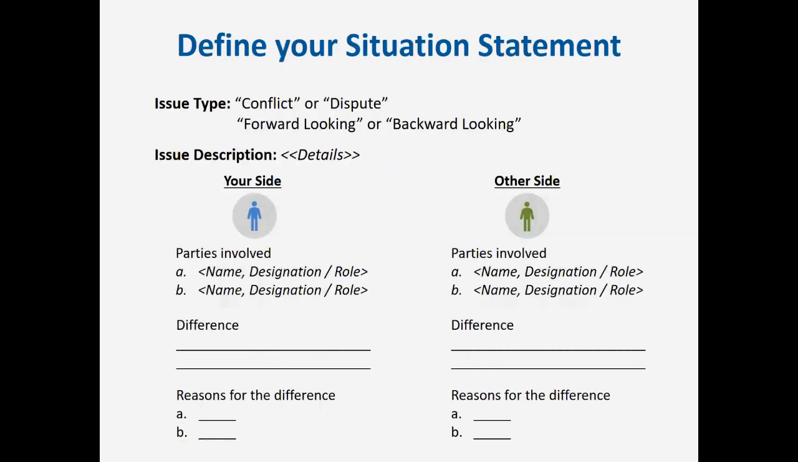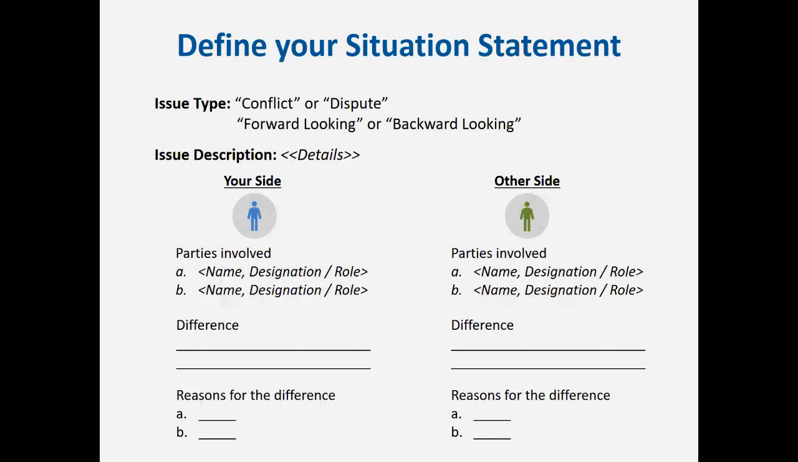So at the end of your assessment of the state, you can develop a situation statement, something like this. Put the conflict at a high level, describe it in your own words, issue description, and then categorize it as conflict versus dispute, forward versus backward, define it in your own words, and then say these are the parties involved, what are their names, designations, roles, and then also write down the differences that you perceive from your point of view.